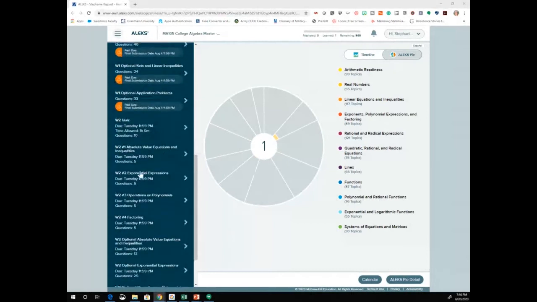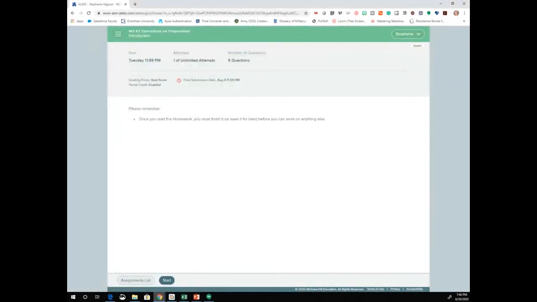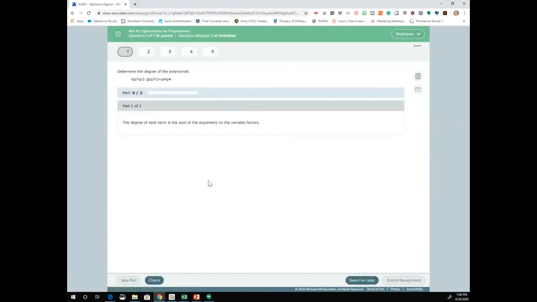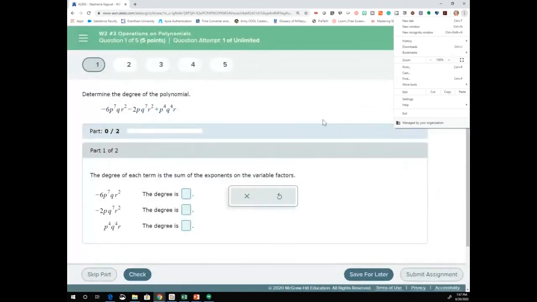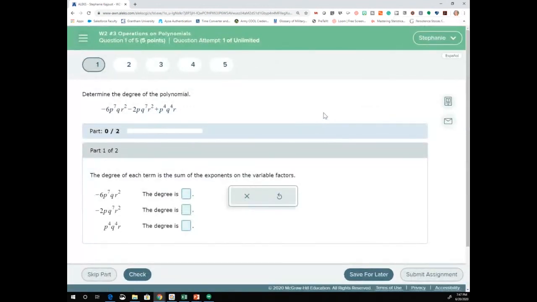Okay, so we're looking at the operations on polynomials. This is week 2, number 3, so that's what I've been going through. It's got 5 questions. So I'm going to start. I'm going to zoom in here, not the right one. There we go. Okay, so might as well just work through it.